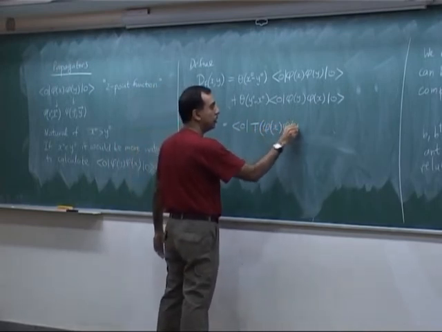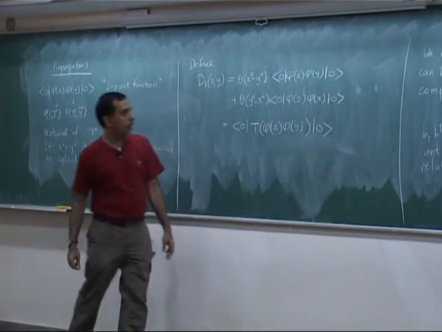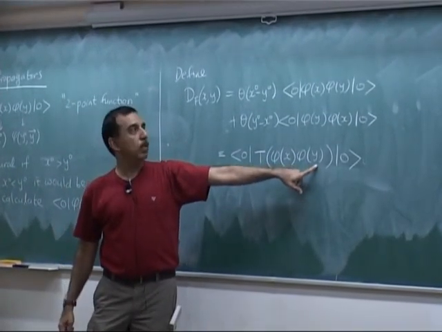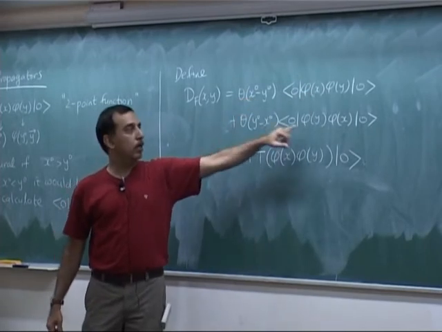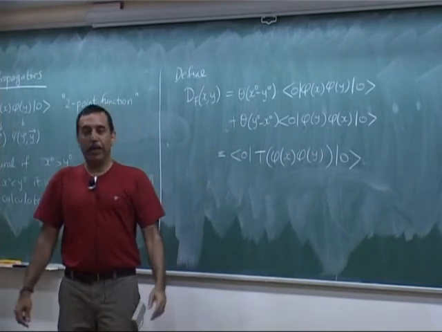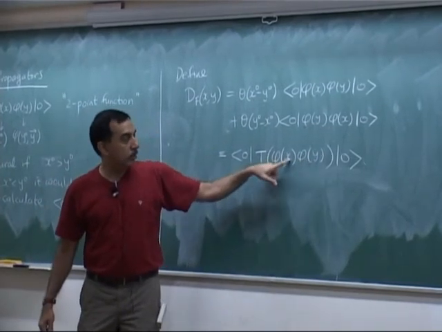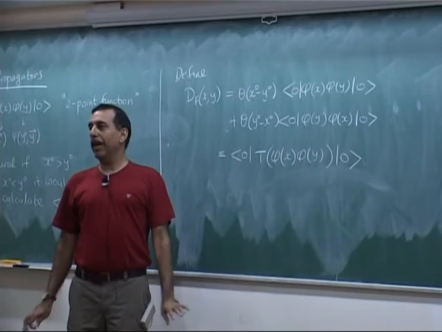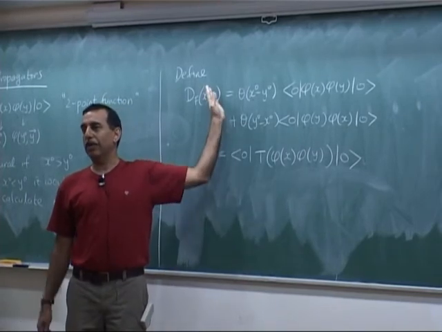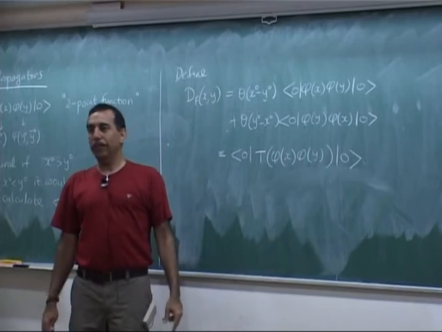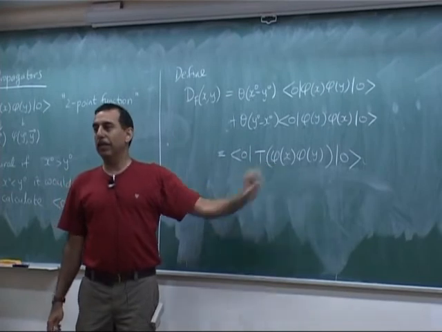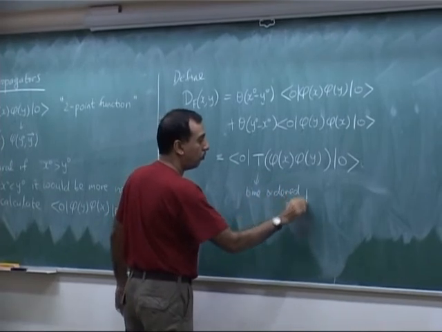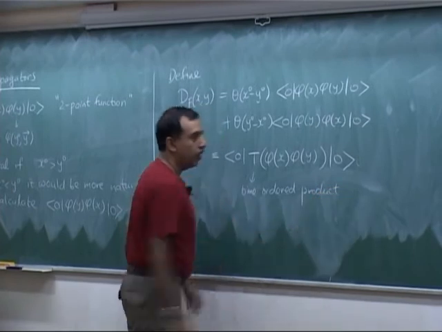representation. We introduce a symbol T. It's just a definition. The symbol T, when acting on phi of X, phi of Y, puts them in this order if X0 is greater than Y0, and puts them in this order if it's the other way around, making sure that therefore inside this, whatever is the value of X0 and Y0, the later one comes on the left. See, the point is we cannot guarantee what the value of X0 and Y0 is, because we want this quantity for all possible X0 and Y0. And the time ordering makes sure that the later one is always on the left. So T is called time order product. And this is something we can calculate.